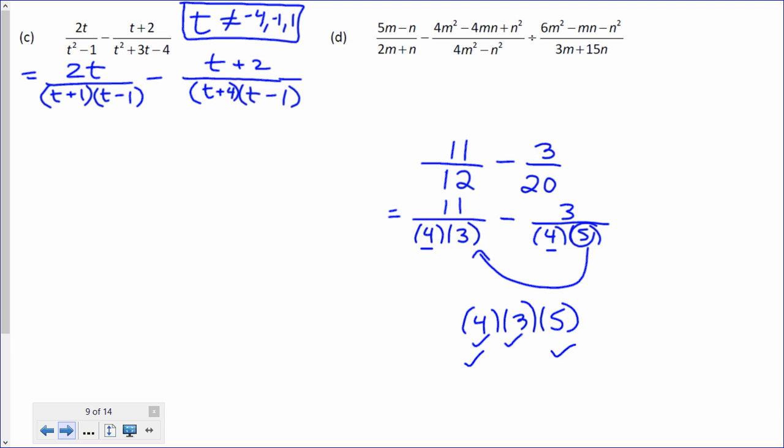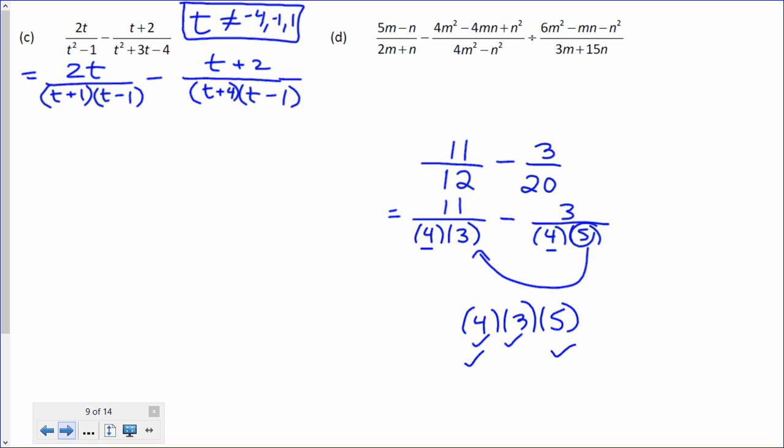So what will be the lowest common denominator? In order for this first expression to work, t plus 1 times t minus 1 needs to be in the denominator. This one, t plus 4 and t minus 1 needs to be in the denominator. So in order for all the conditions of both to be true, what needs to be my denominator? T plus 1 times t minus 1 times t plus 4. Do I need another t minus 1? No. It was already there. You don't have to double count.